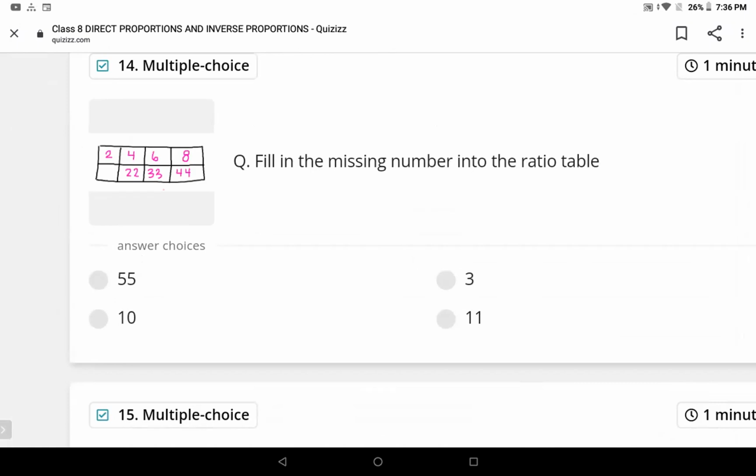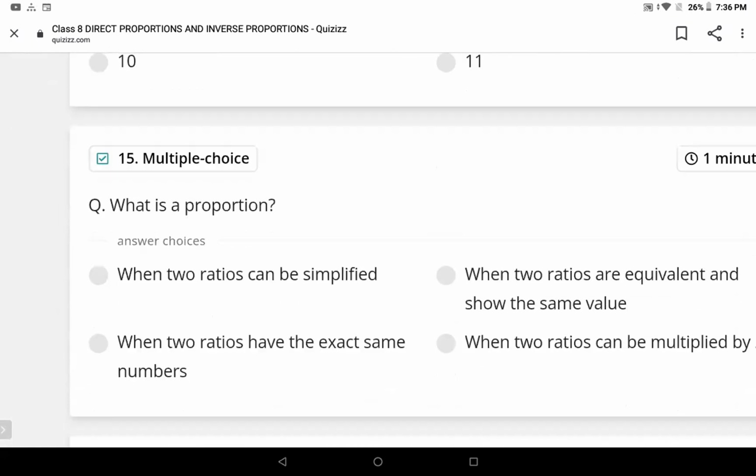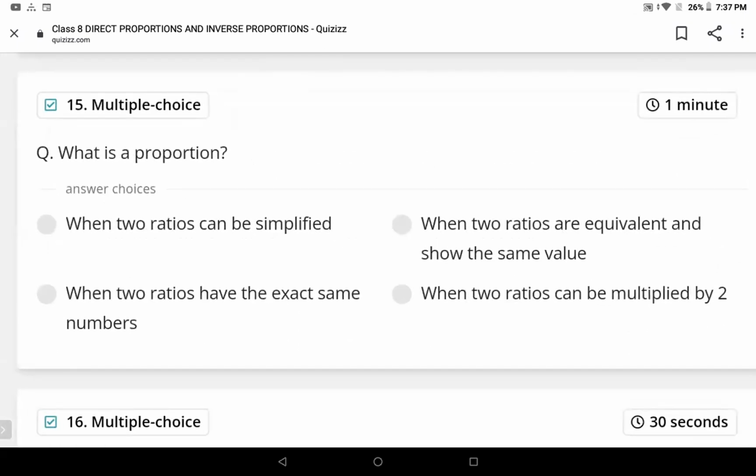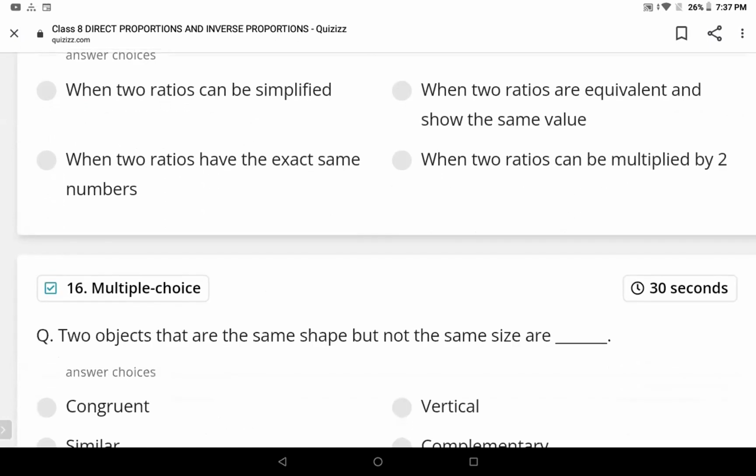Come on, children, fill the missing number in the ratio table. So here 2 times 11, ma'am, it's 22, right? What is proportion, children? Please, what is proportion? Proportion is when two ratios are equivalent and show the same value. Option B is true, children. What does proportion mean? When two ratios are equivalent and show the same value.